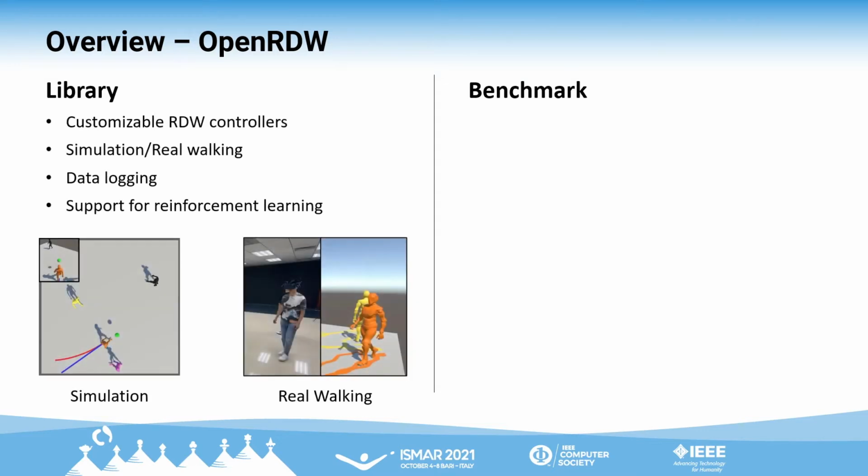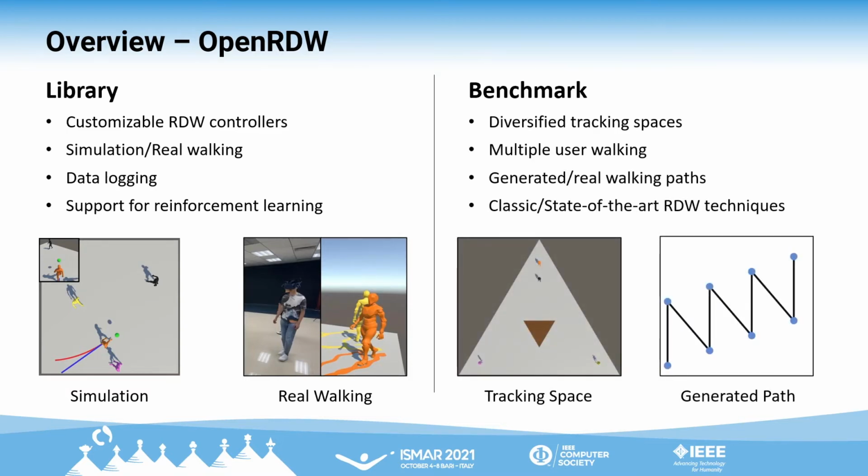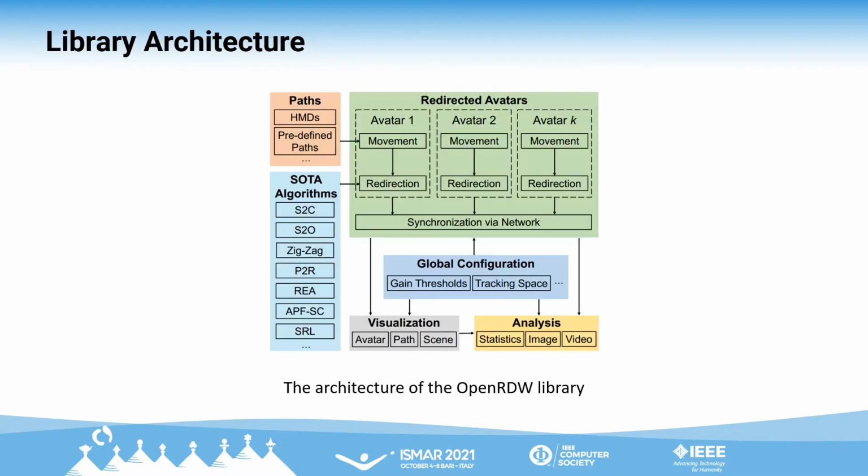The library offers hierarchical classes, so users can highly customize the RDW controllers. It's also convenient to do experiments and visualize the walking process. Statistic results will be automatically exported. The library also supports reinforcement learning-based methods. The benchmark includes multiple testing conditions such as diversified tracking spaces, walking paths, and RDW techniques. We implemented the OpenRDW library as a Unity 3D package for prevalent use in academia and industry.